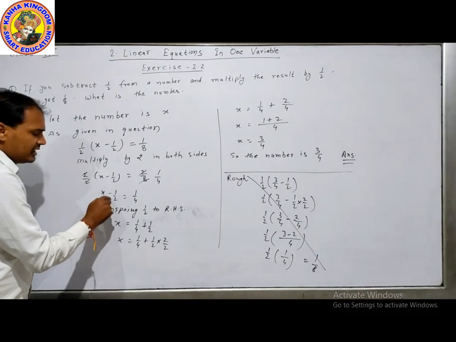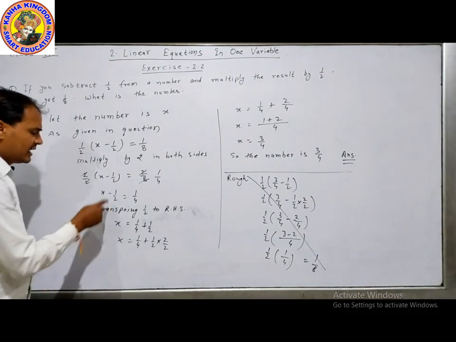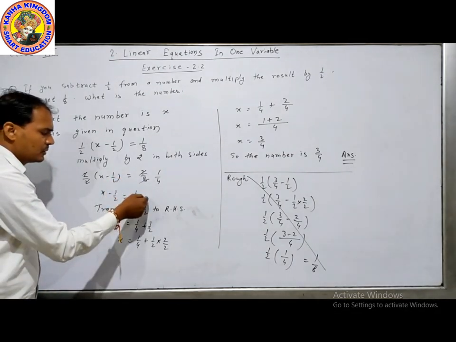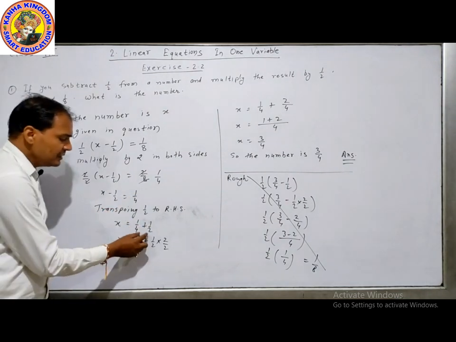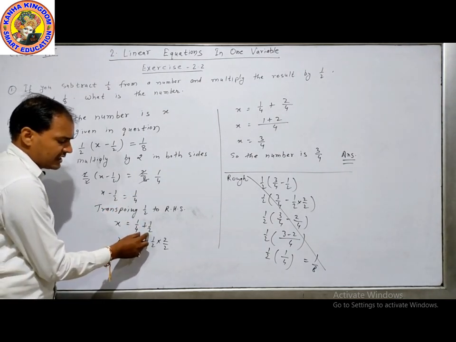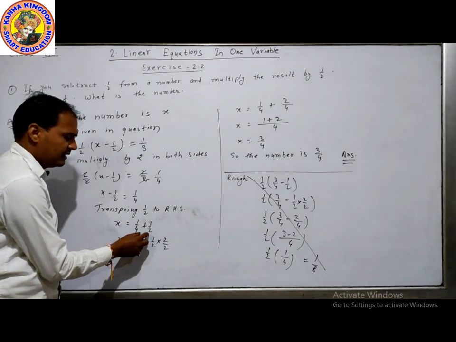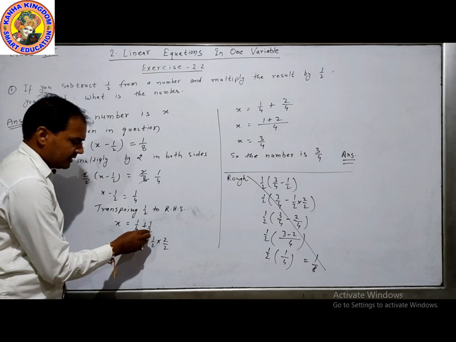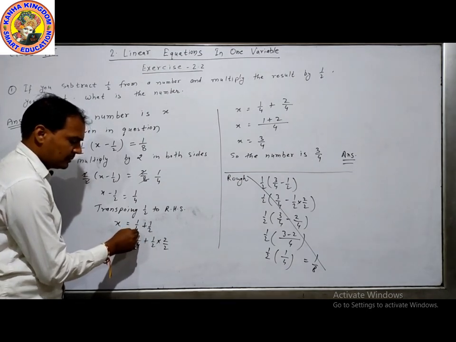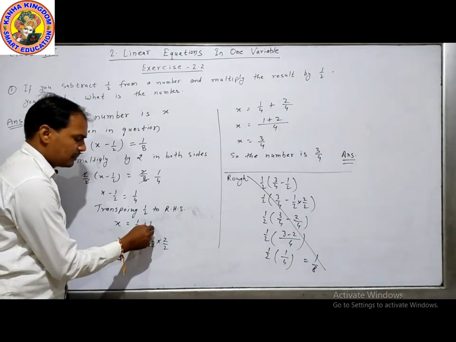When we transpose any number, we have to change the sign. This is minus, so moving to the right hand side, it will be plus. When adding fraction numbers, we will make sure that the denominator will be equal. 2 will be converted to 4. We have to multiply by 2.